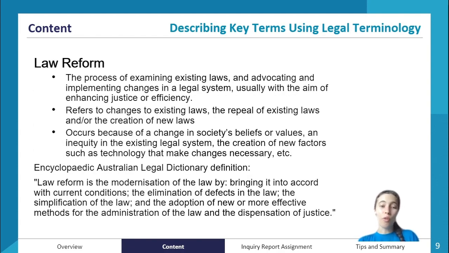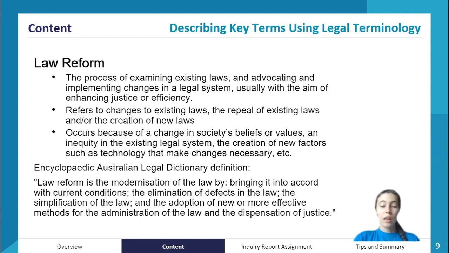Okay, so law reform. Now, this is kind of three branches, I suppose. It can be changing existing laws, it can be repealing existing laws, so removing them entirely, or it could be creating new laws as well. So when we think about the formal definition, it's the process of examining existing laws and advocating and implementing changes in a legal system. So the aim is usually enhancing justice or efficiency.